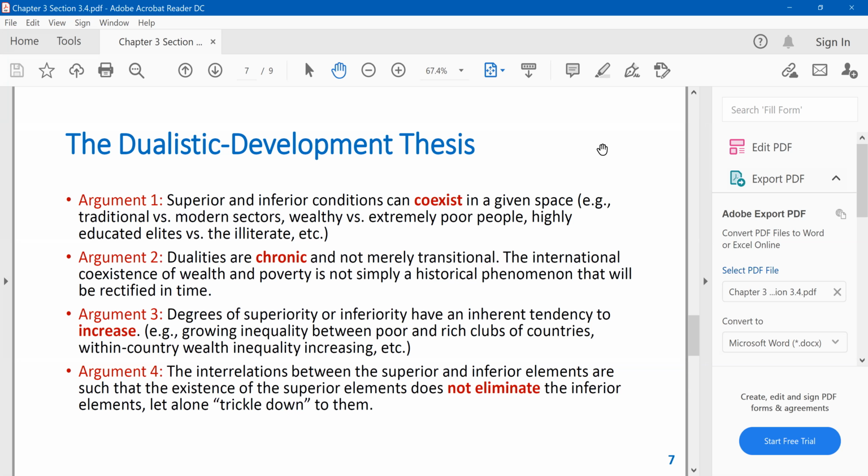depend on historical conditions, and historical conditions cannot easily change. Why? Because they depend on culture, they depend on institutions, etc. Okay, and those things persist. Since culture does not easily change, since institutional setup, especially informal institutions, does not easily change, those dualities persist in time, and usually they increase in time. Okay, that's argument 3.